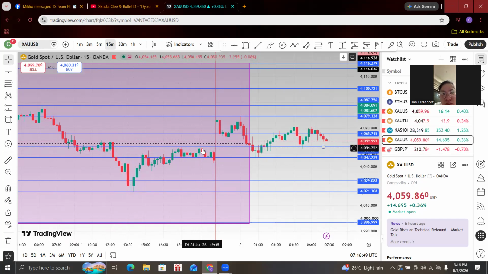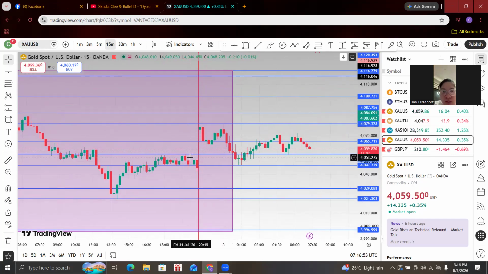Kung ikaw magbabay ka dito, same price, 'di ba? Unang-una, bakit ka magbabay? Kasi binasag niya pataas. Nasa taas na siya currently. So, previous support or previous resistance becomes new support. Resistance siya dito, naging support siya dito.